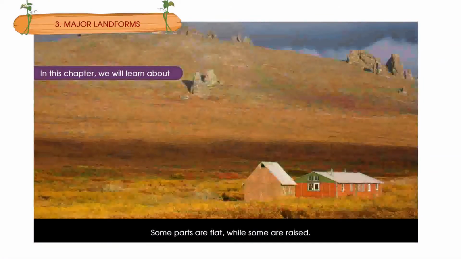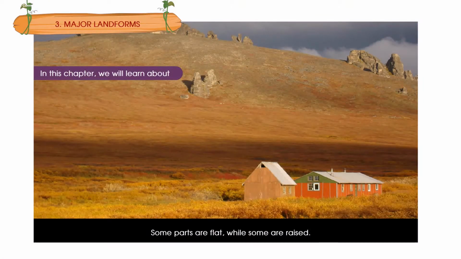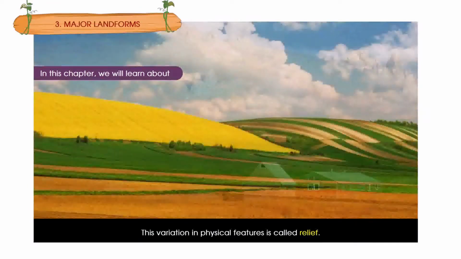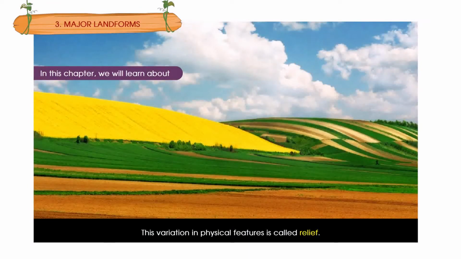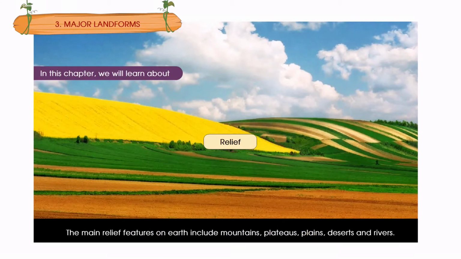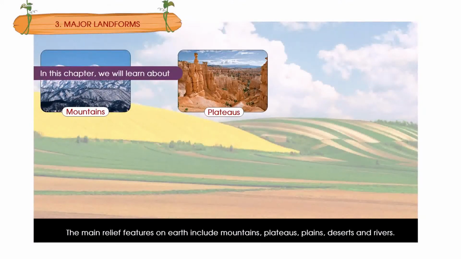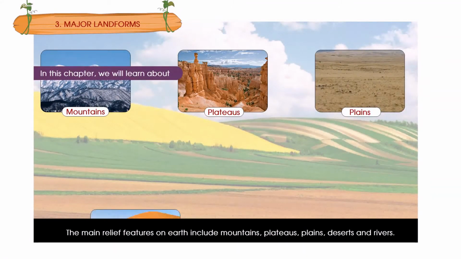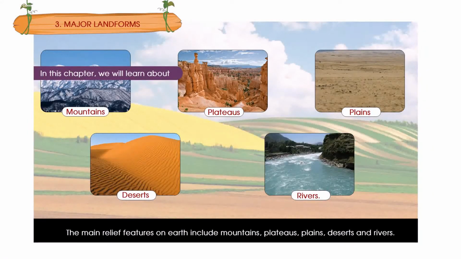Some parts are flat while some are raised. This variation in physical features is called relief. The main relief features on Earth include mountains, plateaus, plains, deserts, and rivers.